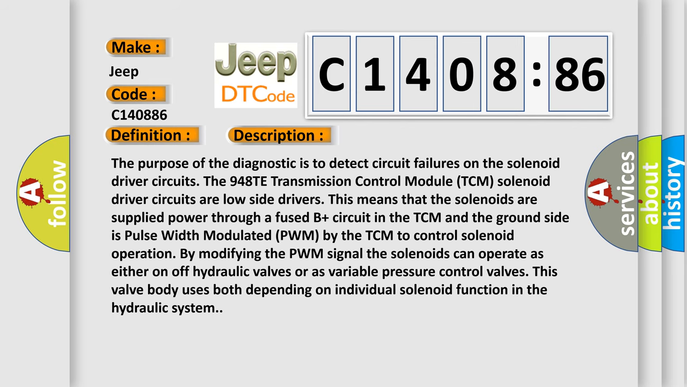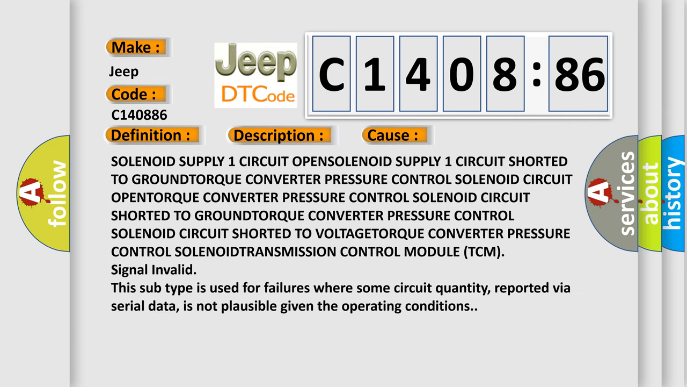This diagnostic error occurs most often in these cases: solenoid supply 1 circuit open, solenoid supply 1 circuit shorted to ground, torque converter pressure control solenoid circuit open, torque converter pressure control solenoid circuit shorted to ground, torque converter pressure control solenoid circuit shorted to voltage, torque converter pressure control solenoid transmission control module TCM signal invalid. This subtype is used for failures where some circuit quantity reported via serial data is not plausible given the operating conditions.